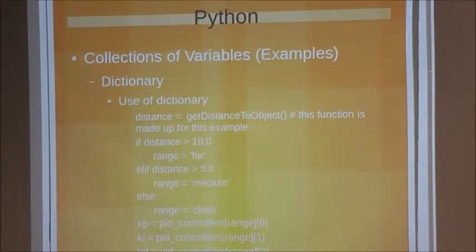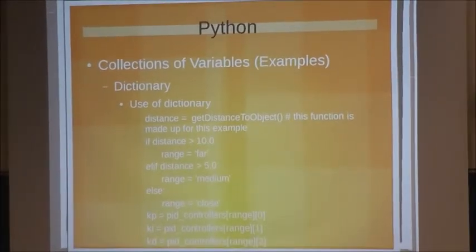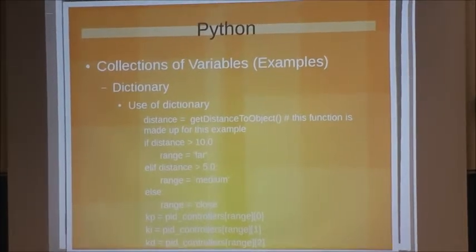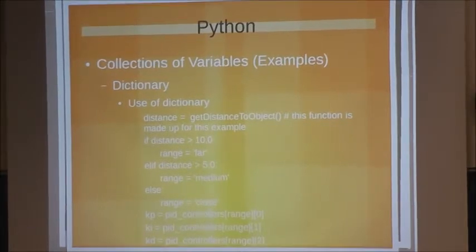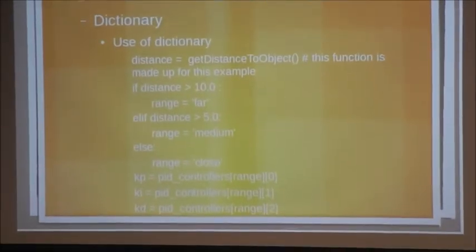So here's a snippet of code that would actually be used for that. Say you have get distance from object as a function you create, and then you want to know which controller you should use. If the distance is greater than 10, your range is far, so therefore you'd use your PID gains from the far controller. Or if your distance is greater than 5, you're going to be at the medium controller, which therefore you would use the gain from the medium controller. And it's just a very simple method to change between two controllers.